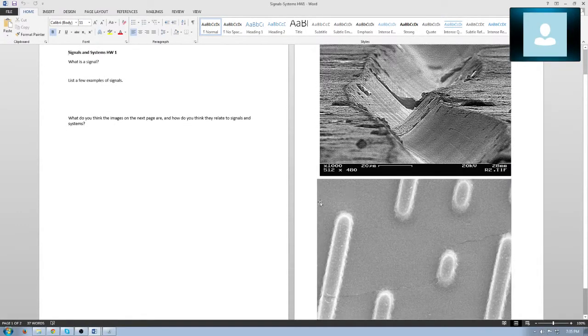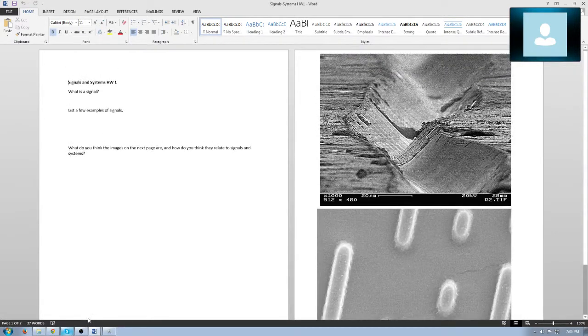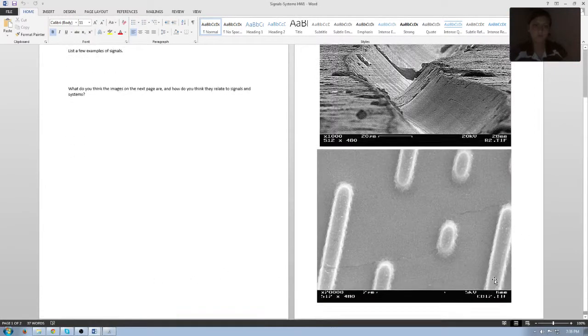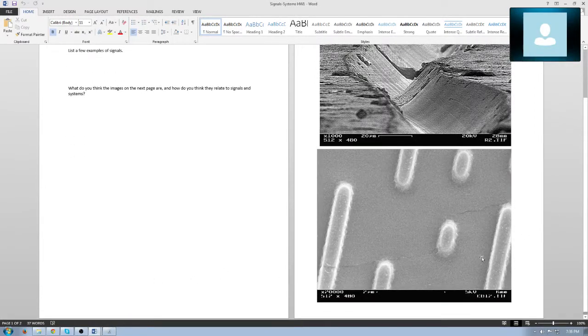Can you take a guess at what they are now? No idea. Looks like the Grand Canyon to me. All right. Would you say that that's a continuous signal? If you were to travel along that canyon, yes, it's a signal. The bottom one is also a signal, but instead of being continuous, it's discrete. Yep. There's longs and shorts.